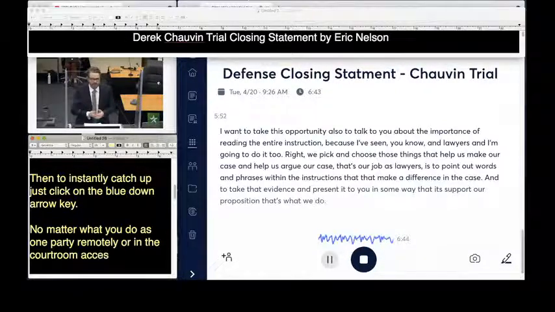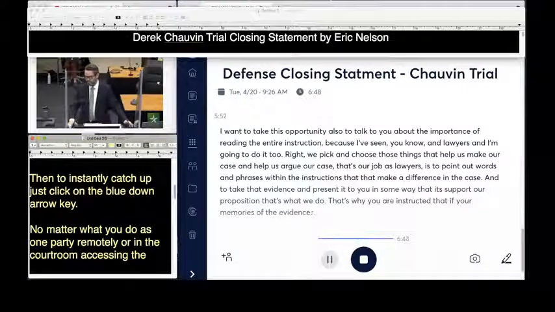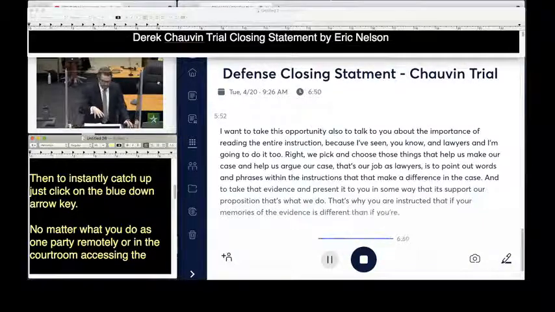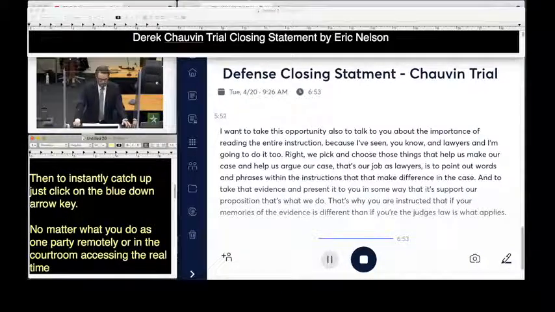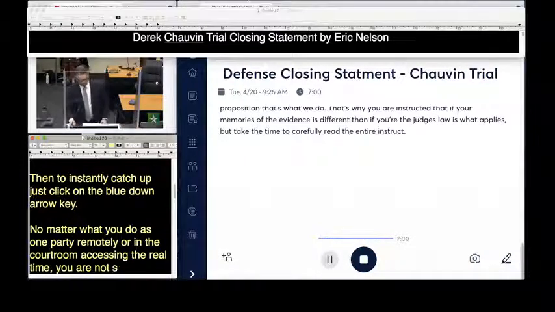That's why you are instructed that if your memories of the evidence are different, the judge's law is what applies. But take the time to carefully read the entire instructions.